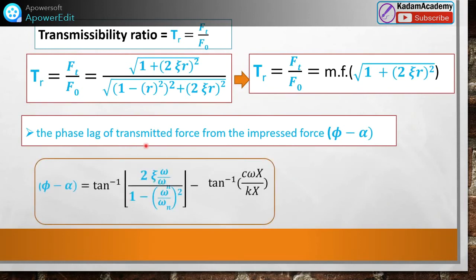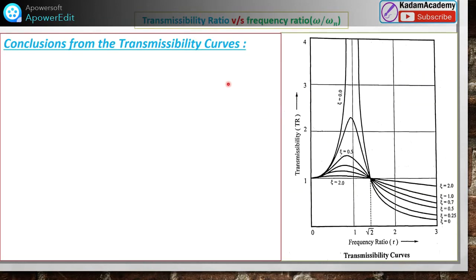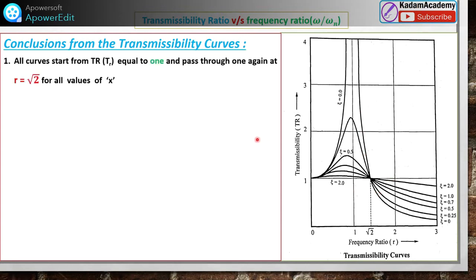Now, the phase lag of the transmitted force with respect to the impressed force is alpha. Already we are studying this. Now we are going to see the conclusion of the transmissibility curve. All the curves start from here. The transmissibility TR is on the y-axis, and the frequency ratio r, that is omega by omega n, is on the x-axis. Here it is written 0, 1, 2, 3. The graph is drawn like this, and all the curves start from 1.